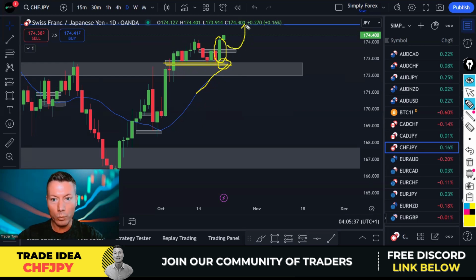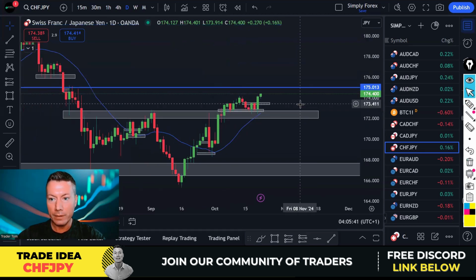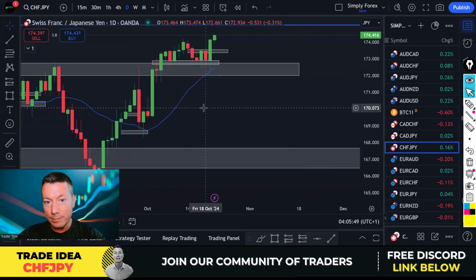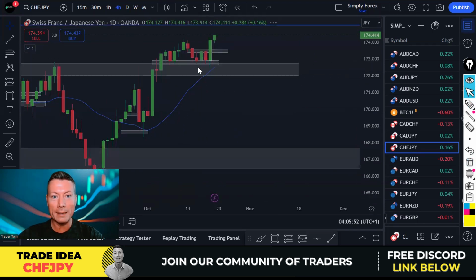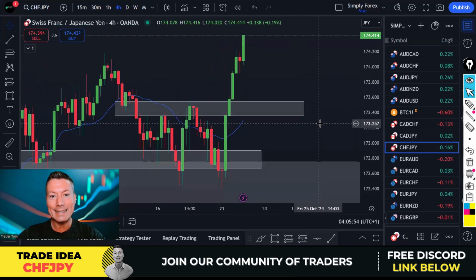And my target will be up to this level here. It's 175. If I zoom out a bit, guys, you can see it, yeah? Just trying to take it up to this area of resistance here. So again, daily gives me my direction. If we drop down to the H4, it is rocketing, right? The problem with these yen trades is, can we catch them, right? And if we can't, we can't, right?